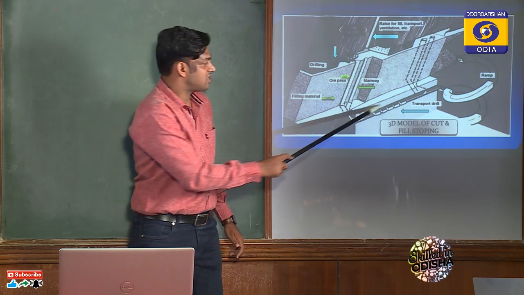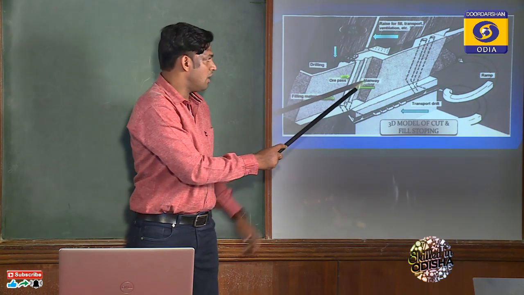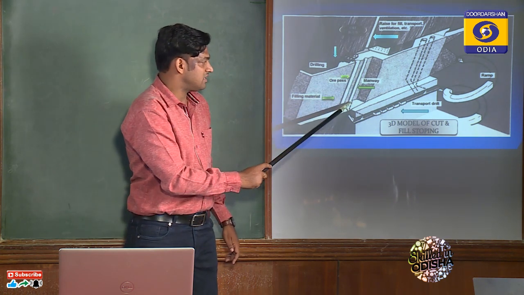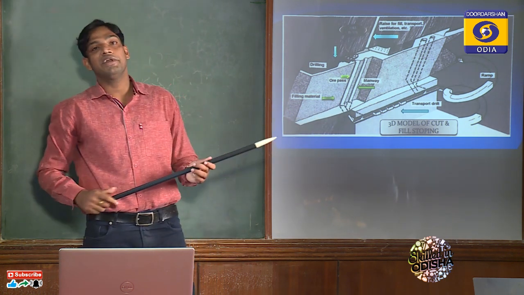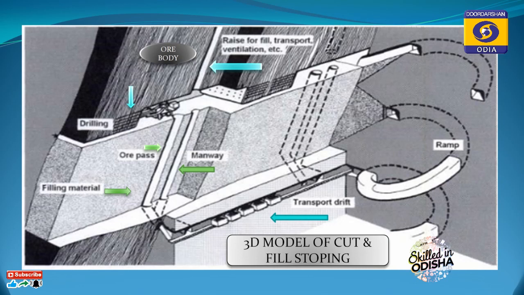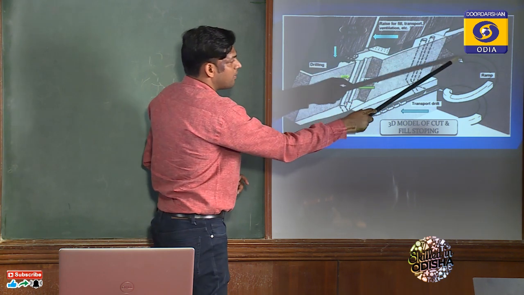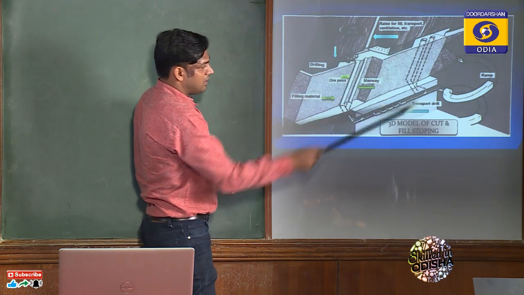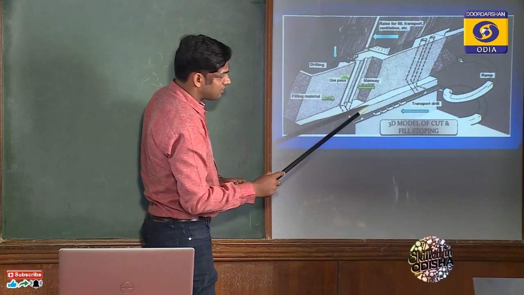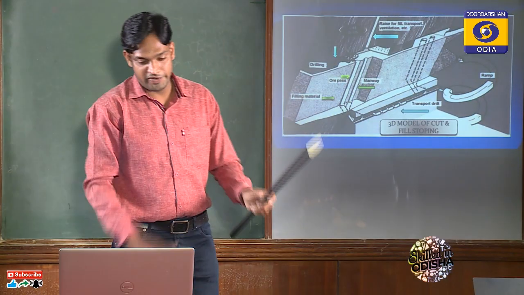Here these are loaded by the mine cars, and this is the manway. This can be used by the operators, the workers, to go from the lower level to the upper level and back. This is the ramp. This is the development part. Here we have made the crosscut to reach the ore body. This is the transportation drift so that the loaded trucks or cars can go to the surface.